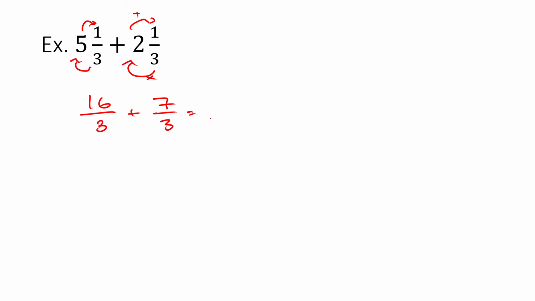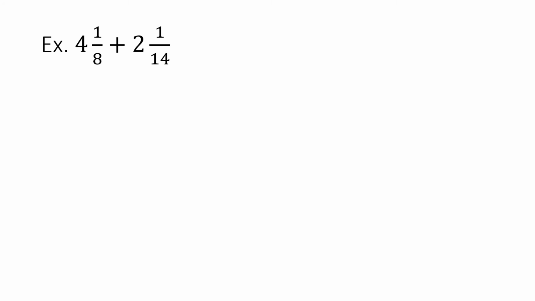Now, what do we do? Well, since the denominators are the same, we simply add the numerators, 16 plus 7, and keep the denominator the same, 3. 16 plus 7 is 23, and then keep the denominator the same, 3. And since 23 over 3 is already in simplified form, you can give it to me as is.